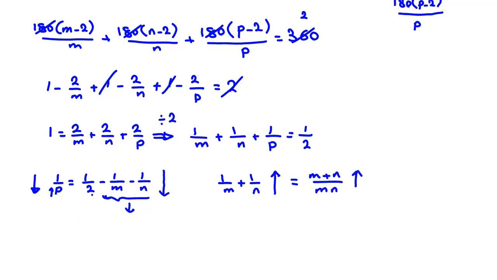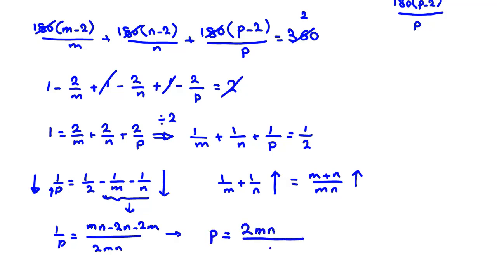But we should also pay attention that if we calculate p, it will be what? Let's write 1 over p is (mn minus 2n minus 2m) over 2mn. So p is what? p is 2mn over (mn minus 2n minus 2m). Also, it should be an integer, okay? And p, because it's a regular polygon, should be a positive integer greater than or equal to 3. Okay, so we found this, and for this fraction, we want to find the largest possible value of this fraction.